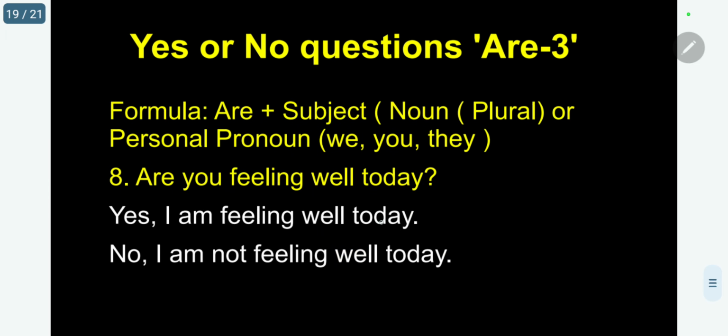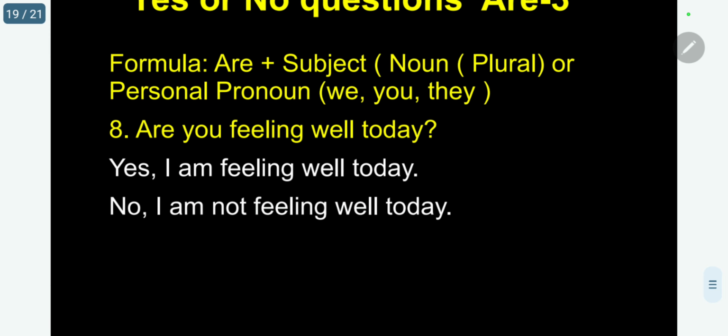Question number 8. Are you feeling well today? Are you feeling well? நீ இன்றைக்கு நன்றாக இருக்கிறாயா? If the answer is yes, I am feeling well today. ஆமாம், நான் இன்று நன்றாக இருக்கிறேன். இல்லை என்றால், no, I am not feeling well today. இன்று நான் நன்றாக இல்லை.